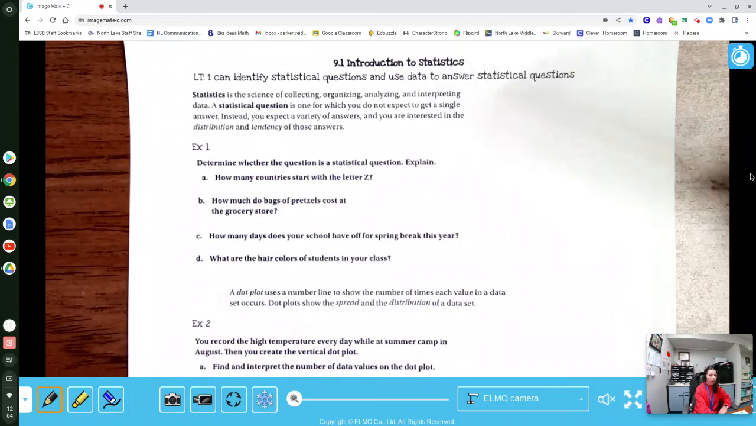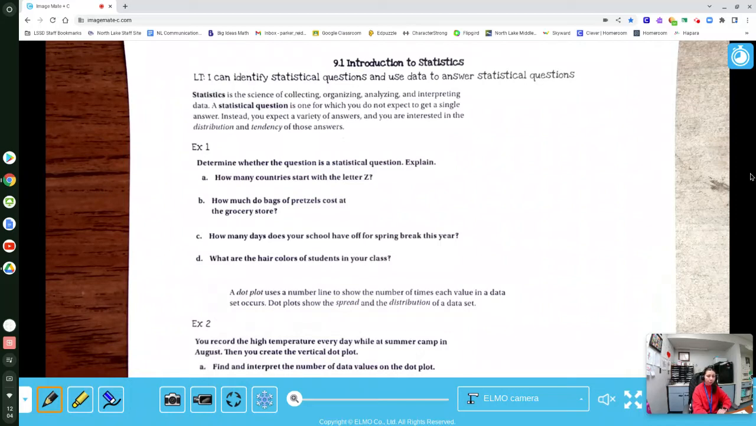So our vocab up here at the top, we have statistics as our first word. Statistics is the science of collecting, organizing, analyzing, and interpreting data. A statistical question is one for which you do not expect to get a single answer. Instead, you expect a variety of answers, and you are interested in the distribution and tendency of those answers.